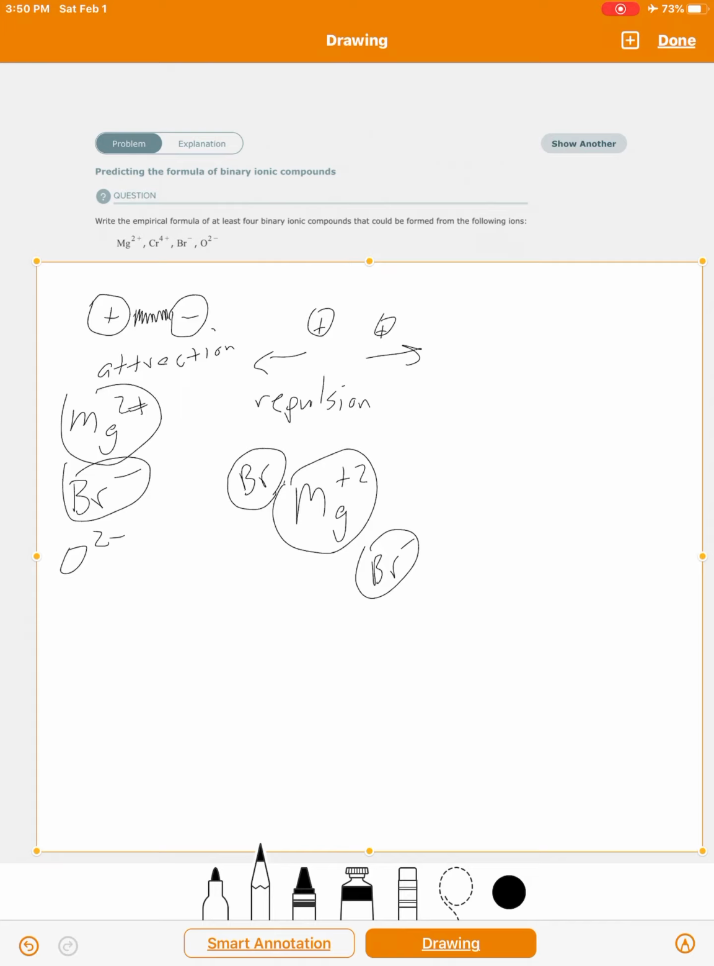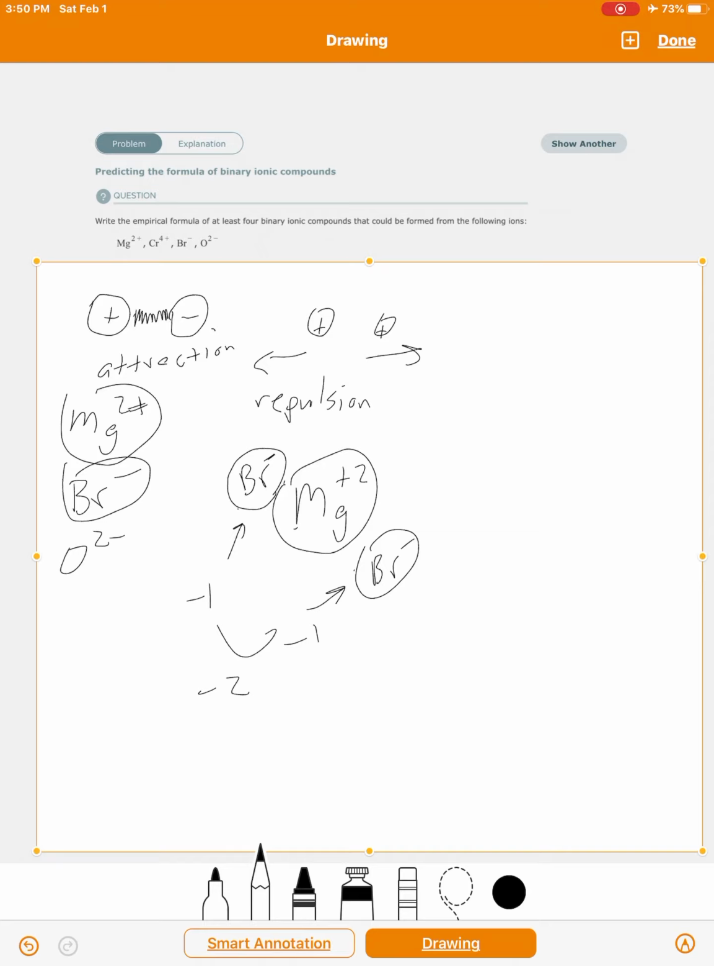is 2 bromides will combine with 1 magnesium. That's the simplest possibility that ensures that the negative charge has the same size as the positive charge. Now, what do I mean by that? If this is -1 and this is -1, what's -1 and -1? Combined, that's -2. So the -2 combines with the +2, and they are said to neutralize each other.